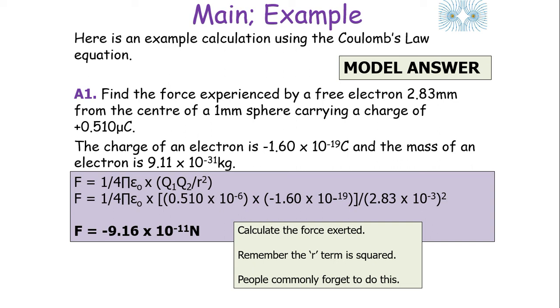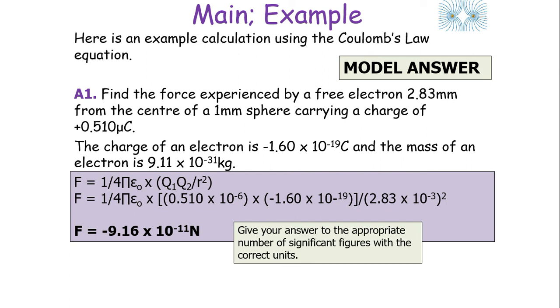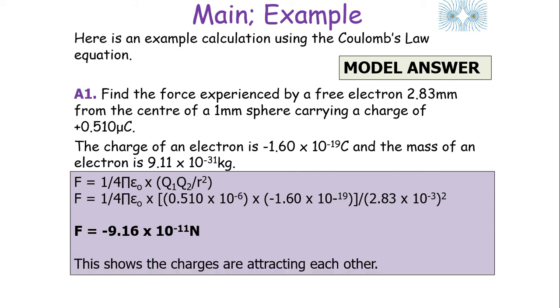Now always remember that the r value is squared. People commonly forget to do this in questions. So our value is force is equal to minus 9.16 times 10 to the minus 11 newtons. Now remember to give your answer to the correct number of significant figures with the correct units and state whether the force experienced by the object is either an attractive force or a repulsive force.